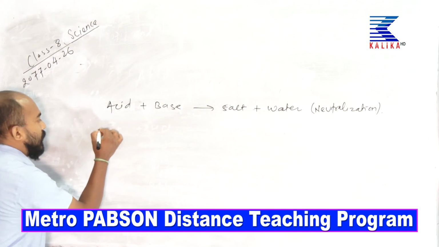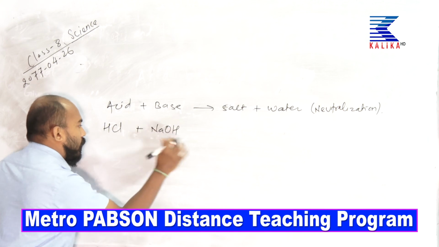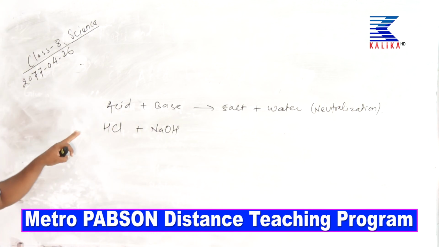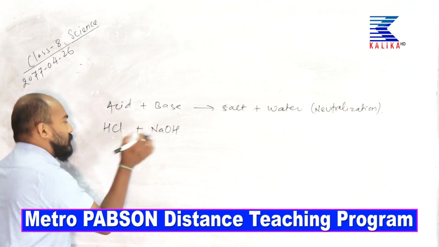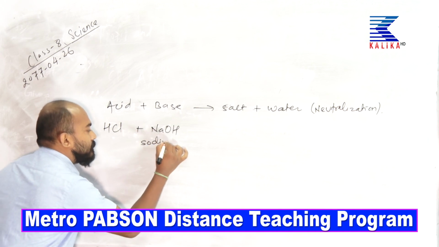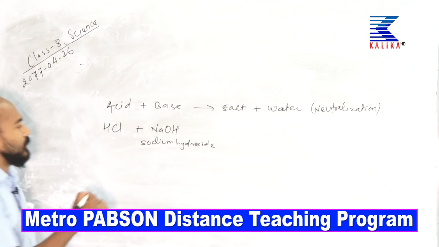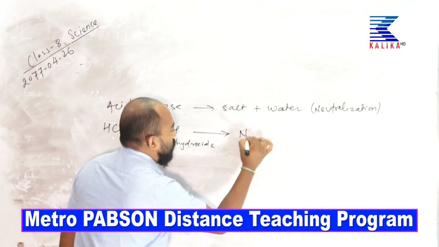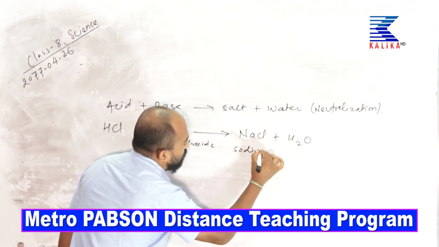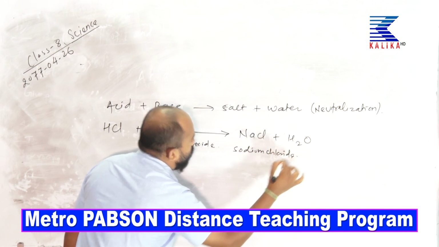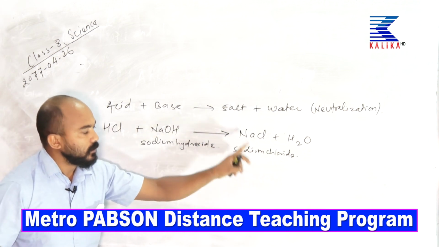So, let us take an example: hydrochloric acid and sodium hydroxide. We will discuss why it is called a base in coming topics. HCl plus NaOH, sodium hydroxide, it is a base, gives sodium chloride plus water. This sodium chloride is common salt, or table salt.